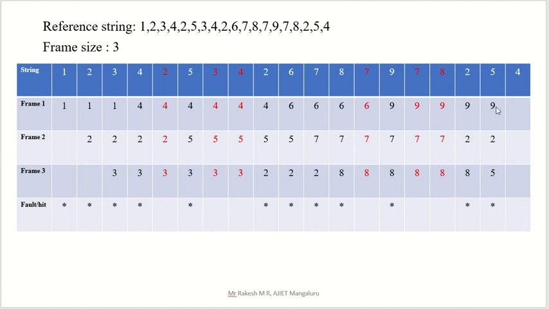Then the last one, 4, is there an entry for 4? No. So compare 9 2 5, 9 here, 2 is here and 5 is here, 2 5 9, 9 came first out of these 3, right?